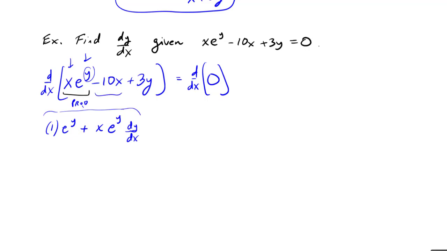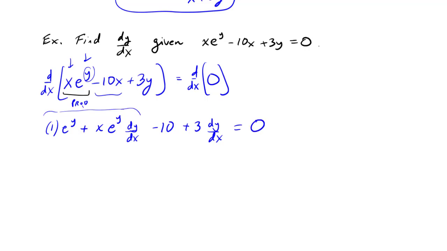So then I move on to the minus 10x. With respect to x, that's just minus 10. And then plus 3y, plus 3 times the derivative of y, which is 1 dy/dx, equals the derivative of 0, which is 0.